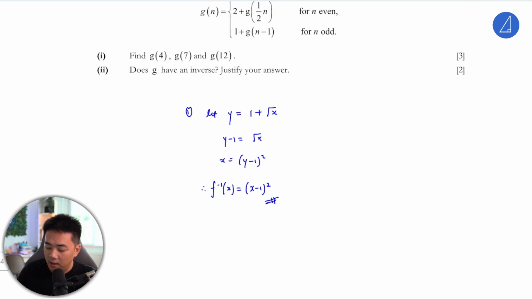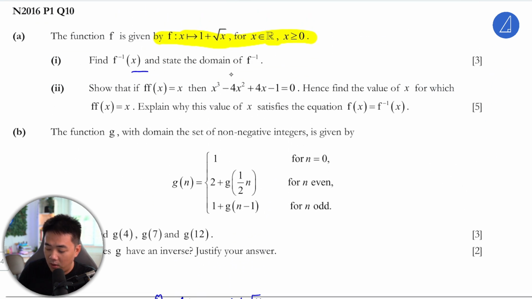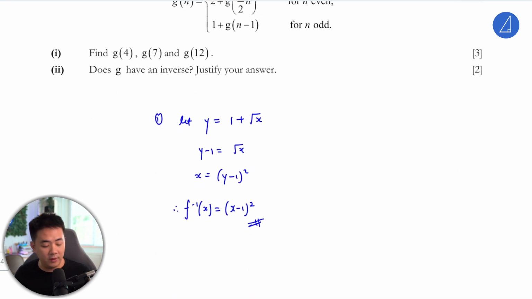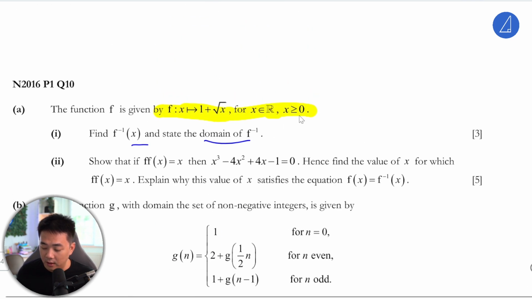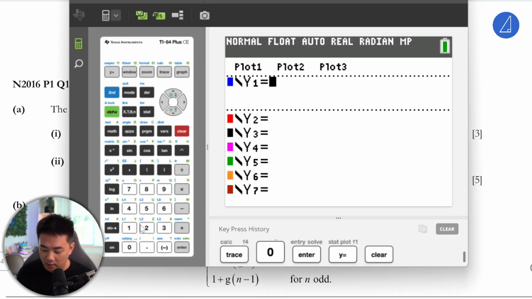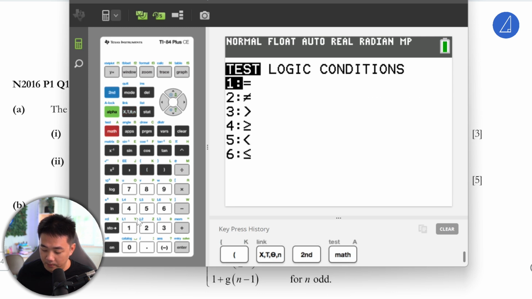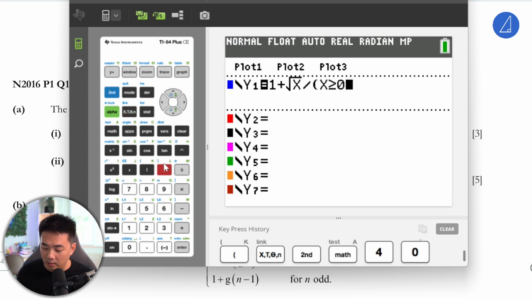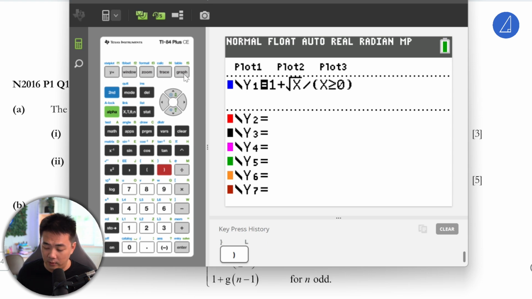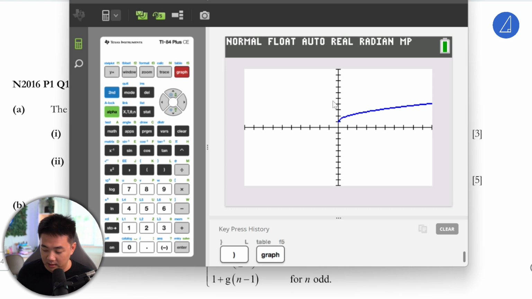Okay, now to find the domain of f inverse, we just need to sketch the curve. The domain of f is at least 0, so you may want to put the domain in next to 1 plus root x, and just put x at least 0. But if you don't put it in, in this case it's fine also. So the graph that we're looking at is such a graph.